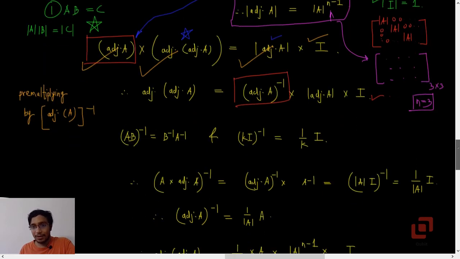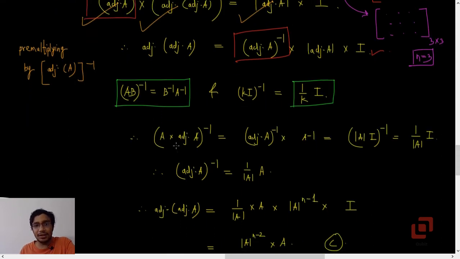Now again you need to use this property: AB's inverse is B inverse into A inverse. And if you are taking the inverse of k times I, it is going to be 1 upon k times I. You can check it. Now these are a few standard results, and we would like to use those properties here. How?